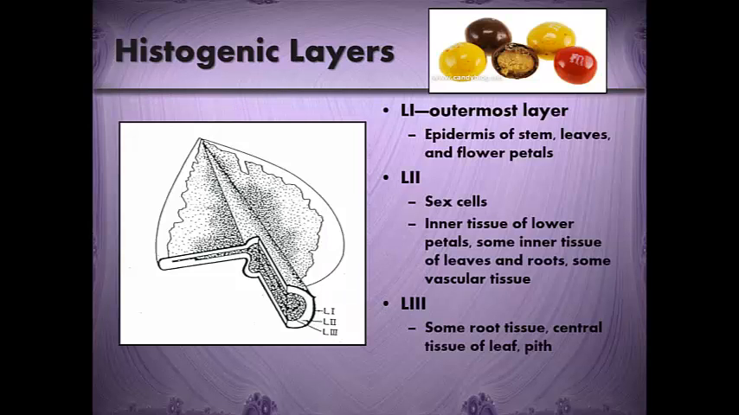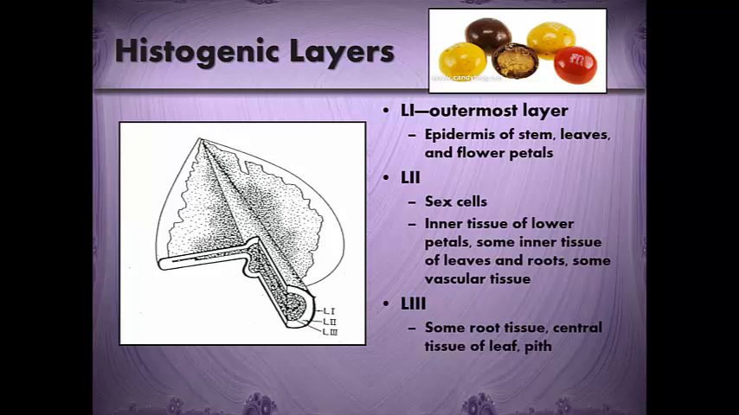The histogenic layers are named simply L1, L2, and L3 for layer 1, layer 2, and layer 3. So L1 develops into the outermost layer of the plant. So that involves the epidermis of stem, leaves, and flower petals. You can see I have a drawing of a leaf here, which roughly points to the tissues that each histogenic layer gives rise to. Now L2 gives rise to the sex cells of a plant, and also the inner tissue of lower petals, some inner tissue of leaves and roots, and some vascular tissue, so your xylem and phloem.